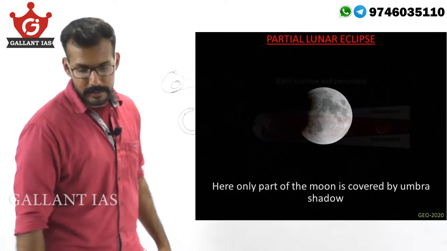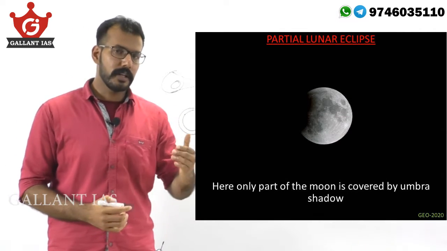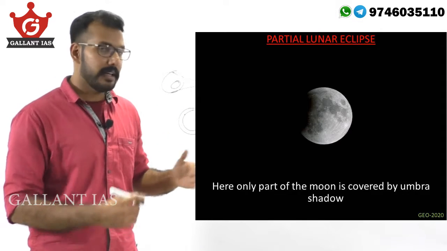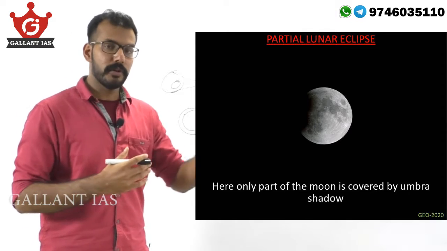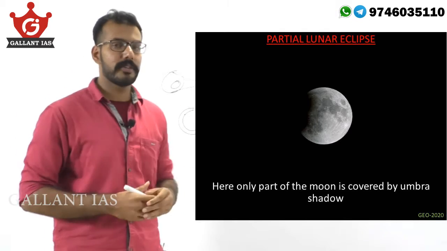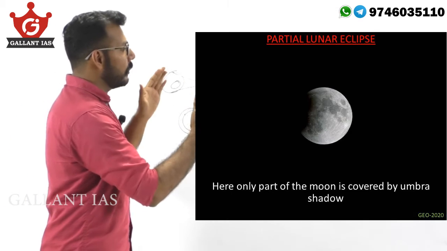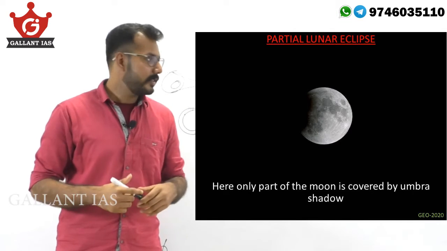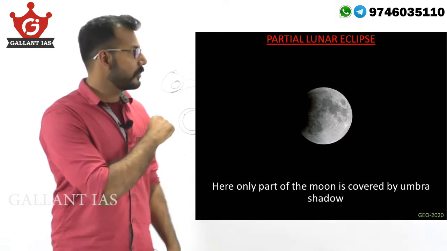Now, the second kind is a partial lunar eclipse, in which the moon moves into the umbral shadow area of the earth, but it does not fully go into the shadow region. Only a part of the moon is covered by the umbral shadow region. So we have a part of the moon covered by the shadow and another part which is visible to us as in the normal case. So there you have a partial lunar eclipse.